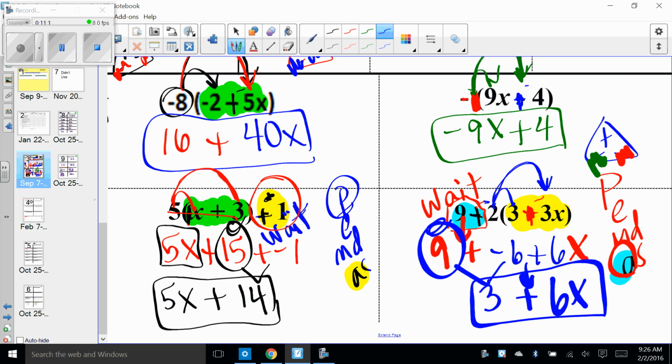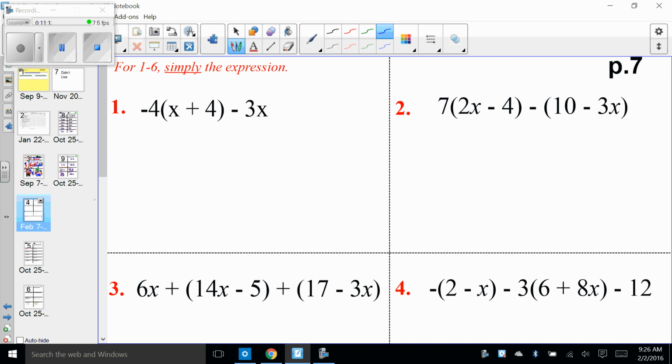Okay, crew, meet me on the top of the next page. Page 7. We'll take our time on this page. We're going to have 6 problems to do in a summary, so this is going to take us some more time today. All right, let's start with this problem.